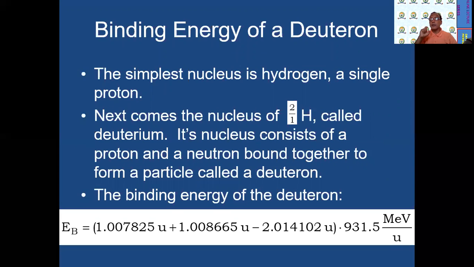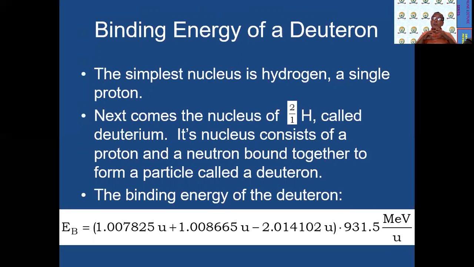Hydrogen is the simplest nucleus. It has a single proton, that is, it is H(1,2), having mass number 2 and atomic number 1, and it is called deuterium. Its nucleus consists of a proton and a neutron. Atomic number 1 means it contains one proton, and mass number 2 means it contains one proton and one neutron, which bond together to form a particle called the deuteron.